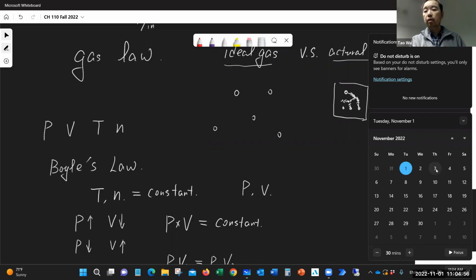And on Thursday, we're going to finish the gas part. And then in the lab time, we're going to just do the study guide, the practice. And then next Tuesday, we will have the exam. Okay, so this is the plan for this week and the next week.